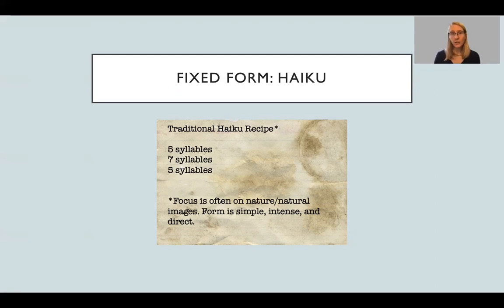So the traditional haiku recipe has syllable counts. So 5 syllables on the first line, 7 on the second, and 5 on the third. The focus is often on nature or natural images. Form is usually simple, intense, direct. These are observational poems where the poet is kind of focusing in on an image and making either a meditative gesture or they're making an observation. They're understanding a truth that's in front of them.